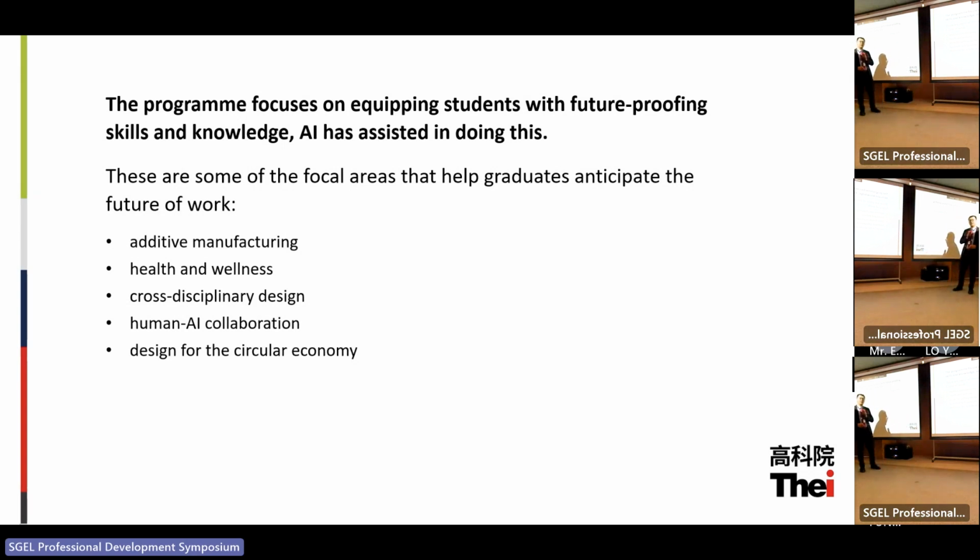And then human AI collaboration. That's where we try to put AI into the process of designing, and I'll explain the process of designing so you know how that is actually used. And then design for circular economy, or coming up with sustainable product designs. The talk focuses on product design, so I'll explain along the way why product designers do the things that they do.